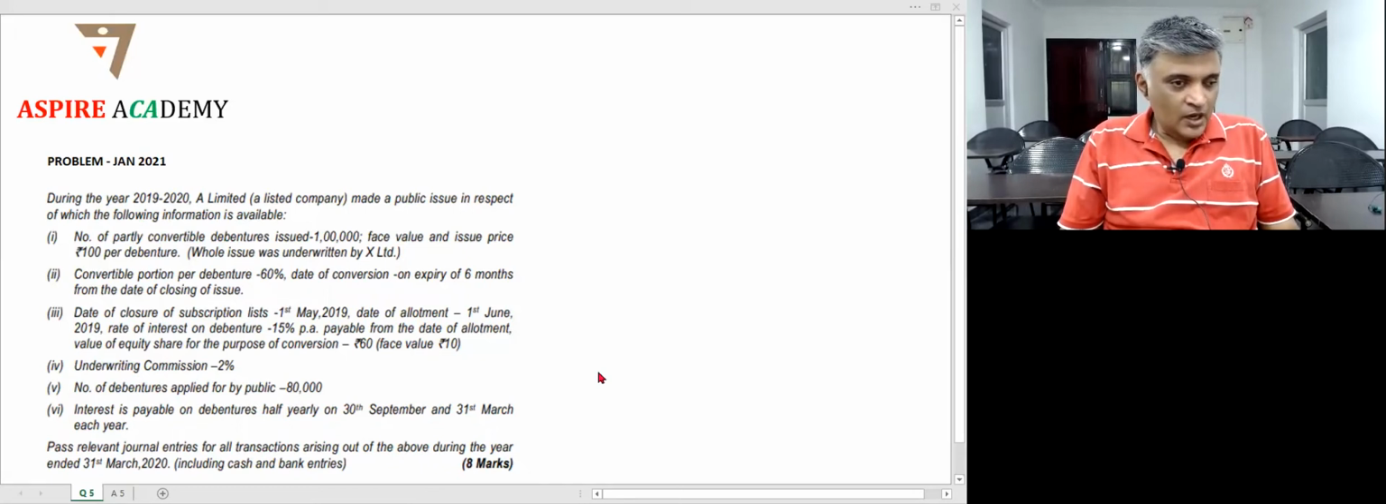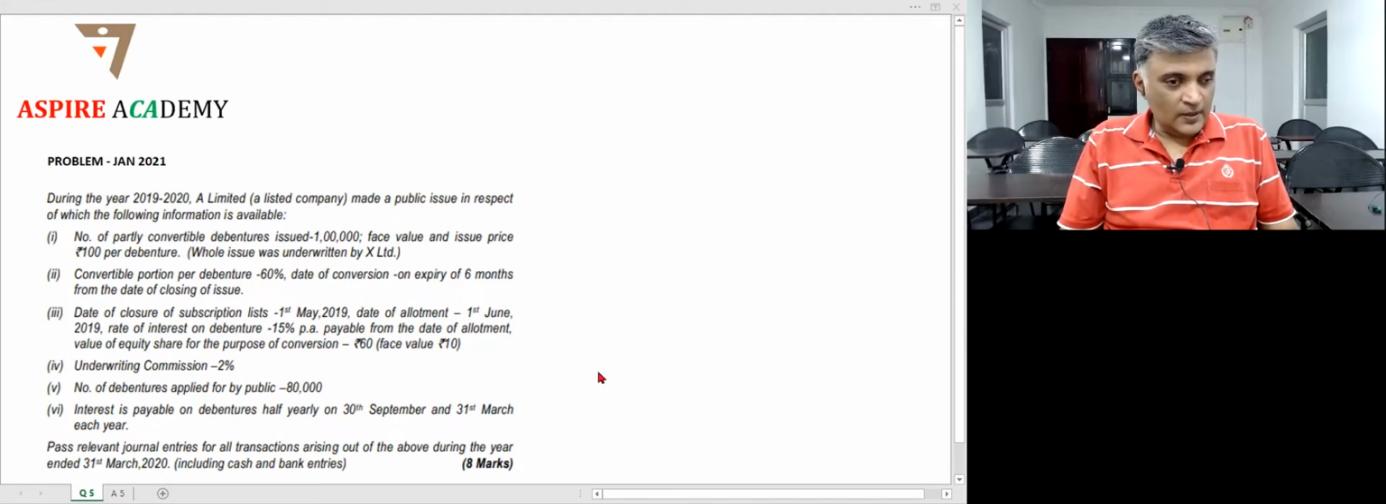Number of partly convertible debentures issued: 1 lakh. Face value and issue price is 100 per debenture. The whole issue was underwritten by X Limited. Convertible portion per debenture is 60%. Date of conversion is on expiry of 6 months from the date of closing of the issue. So within 6 months of issue, it gets converted into shares.